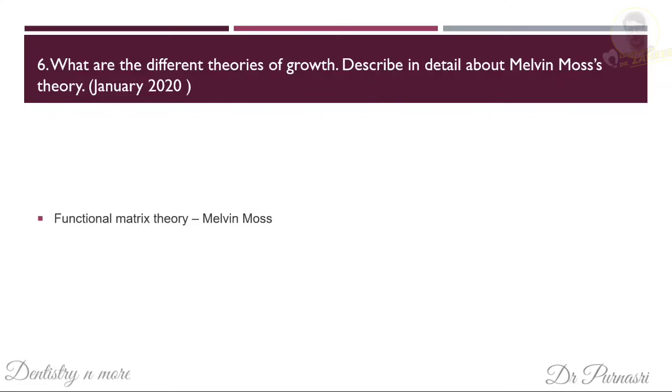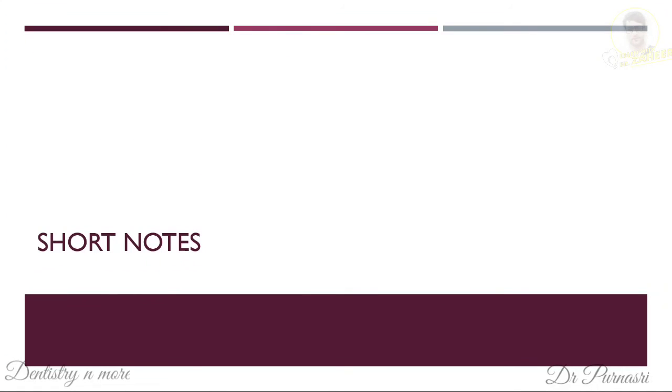So the next question is, what are the different theories of growth? You can see how many times enumerate theories of growth has been asked, and describe in detail Melvin Moss theory. When they ask, they can ask you by the author's name also. What is Scott's theory or Sicher's theory or Melvin Moss theory? Like that. So you should remember the author's name also. When they say Melvin Moss's theory, they are talking about the functional matrix theory that we have already discussed in the previous answers.